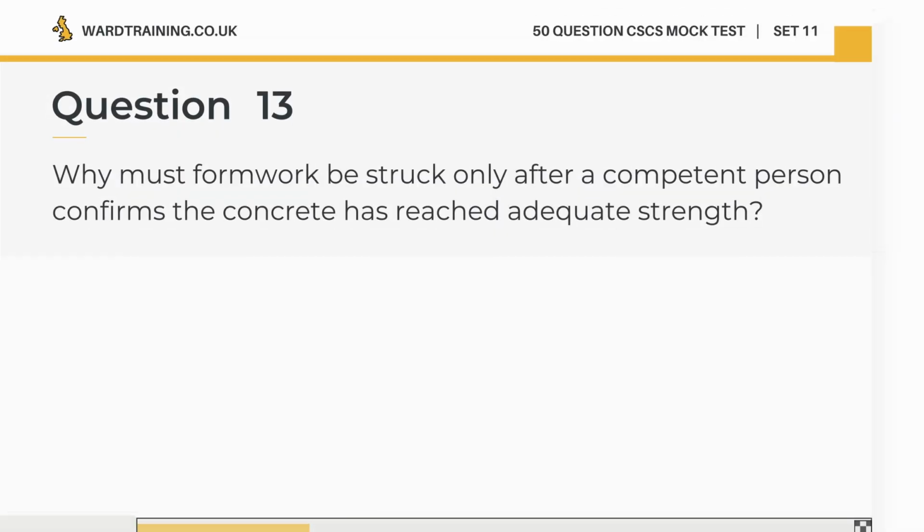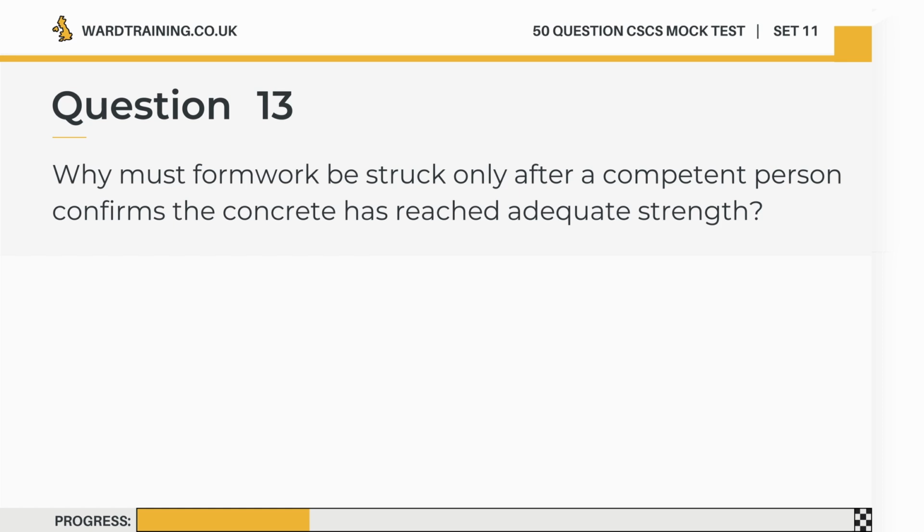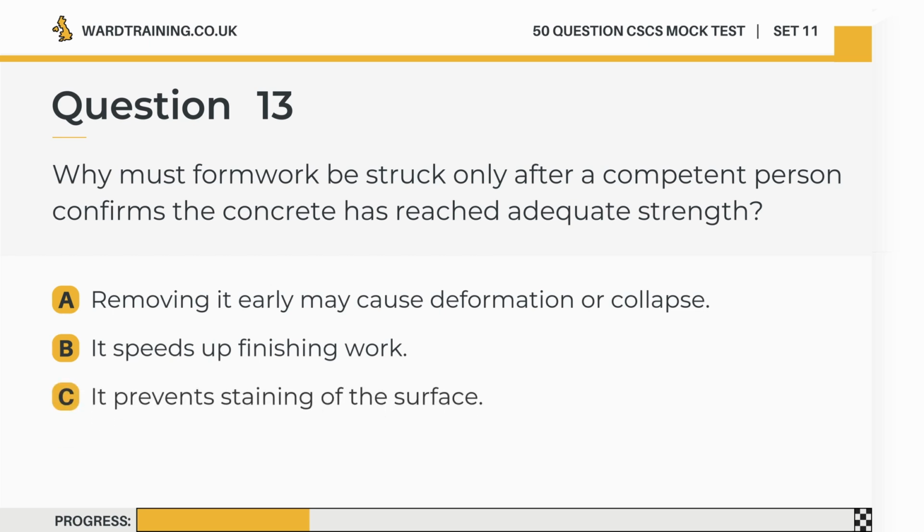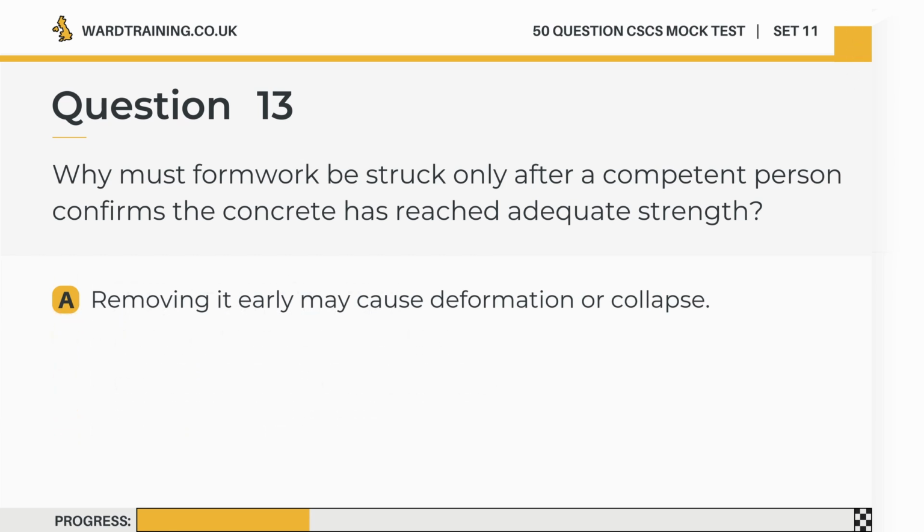Question 13. Why must formwork be struck only after a competent person confirms the concrete has reached adequate strength? A. Removing it early may cause deformation or collapse. B. It speeds up finishing work. C. It prevents staining of the surface. D. It reduces vibration during removal. The correct answer is A. Removing it early may cause deformation or collapse.